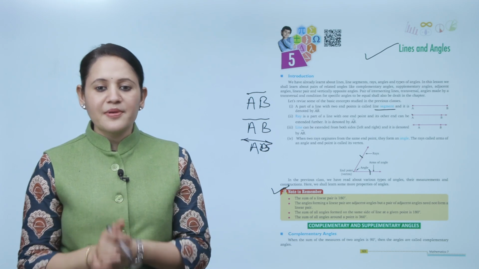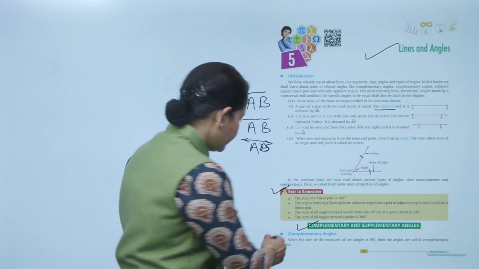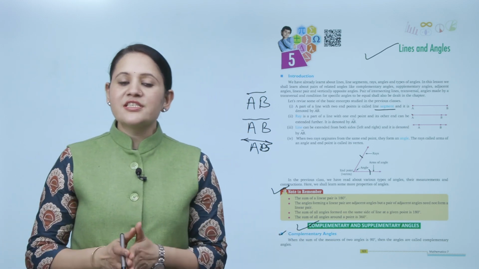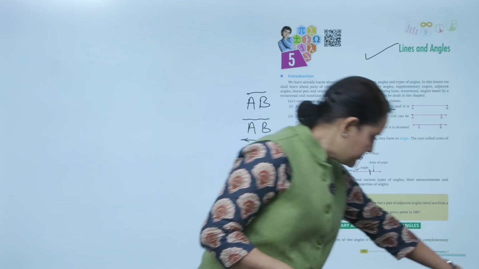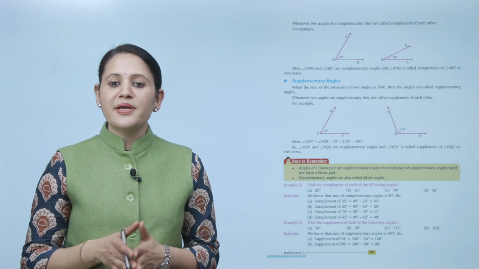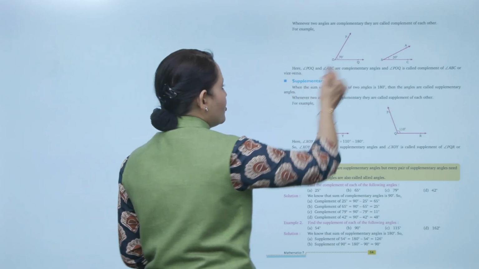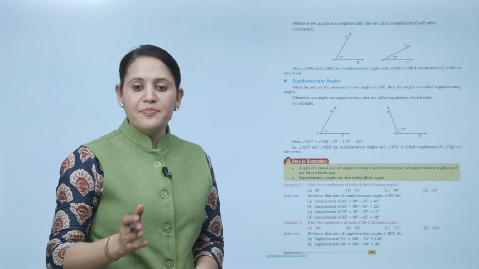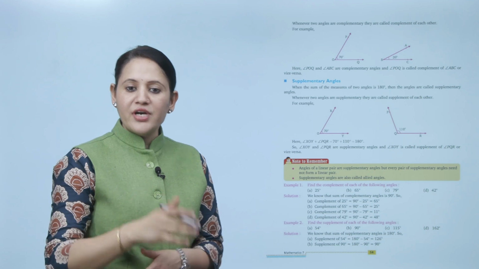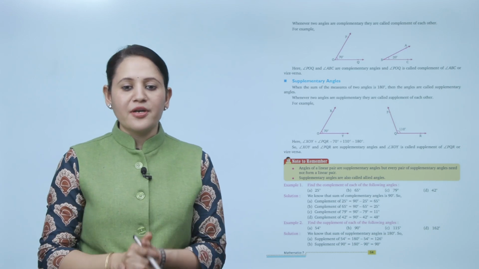Next is complementary and supplementary angles. First is complementary angles. When the sum of the measures of two angles is 90 degrees, the angles are called complementary angles. Whenever two angles are complementary, they are called the complement of each other. For example, here angle POQ and angle ABC are complementary angles. POQ is called the complement of ABC or vice versa, meaning ABC is the complement of POQ, because their total is 70 plus 20, that is 90 degrees, so they are a pair of complementary angles.